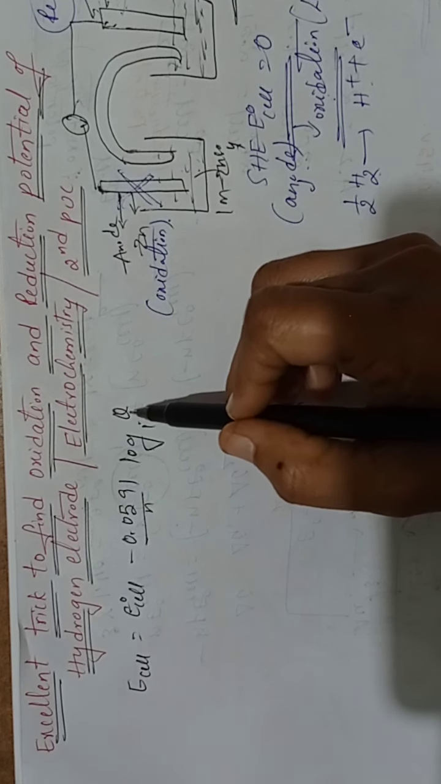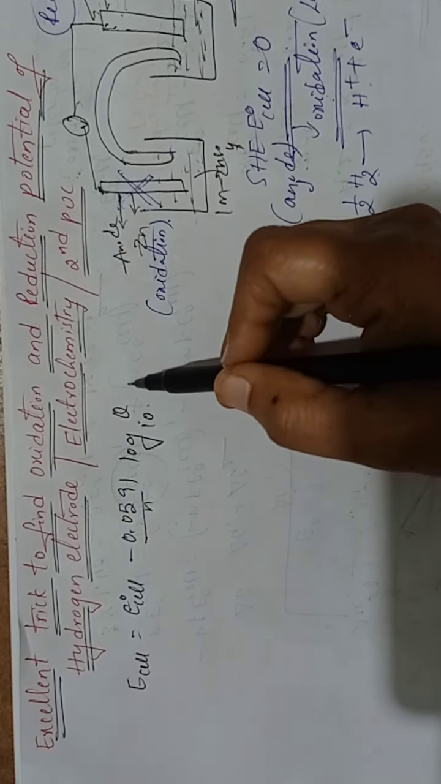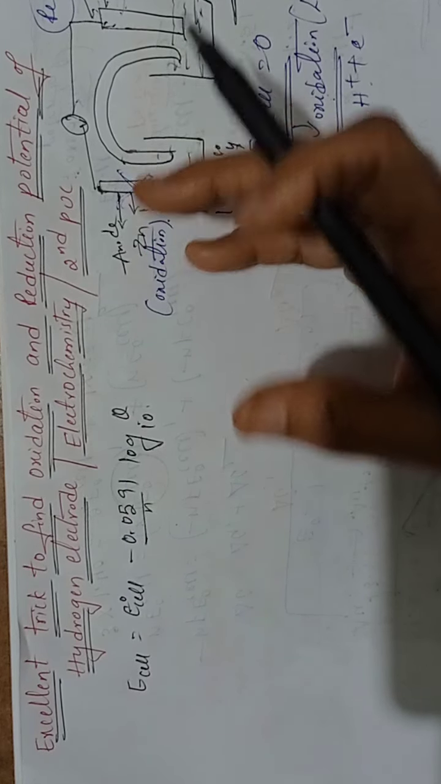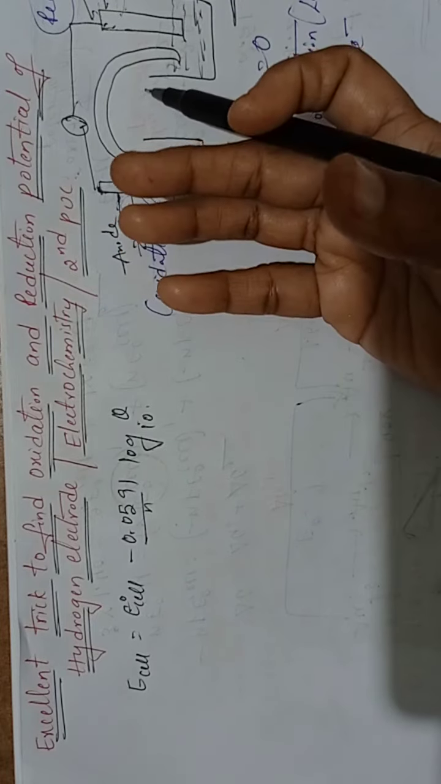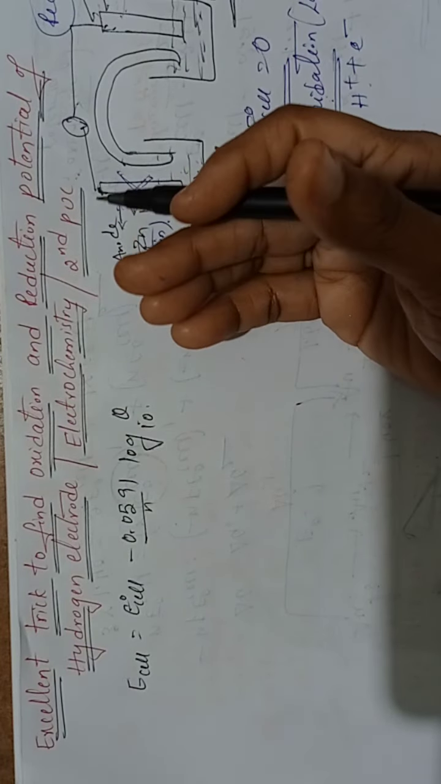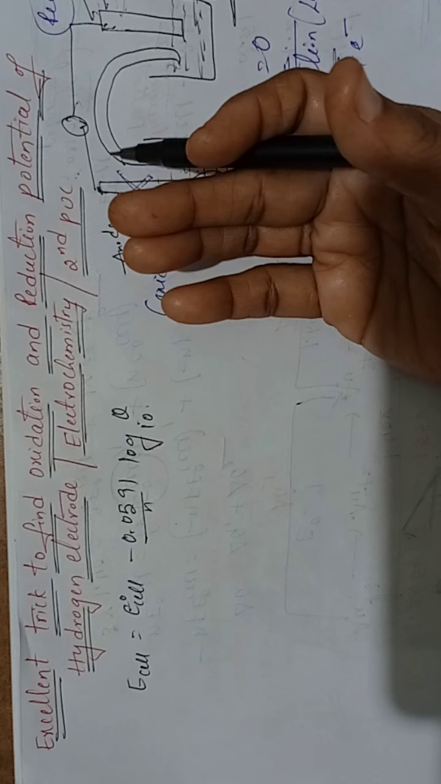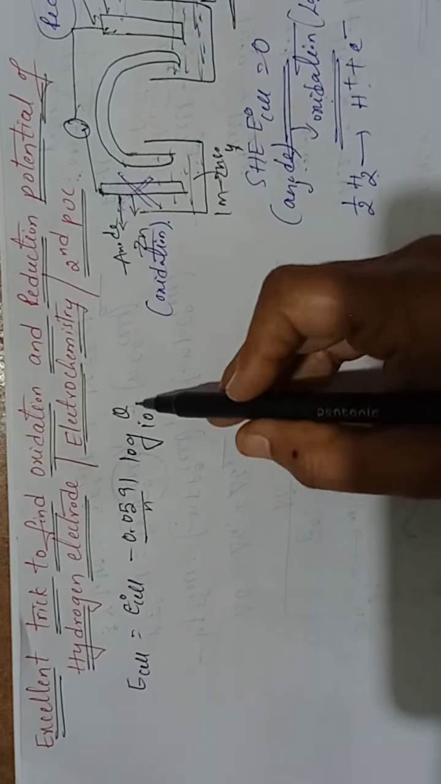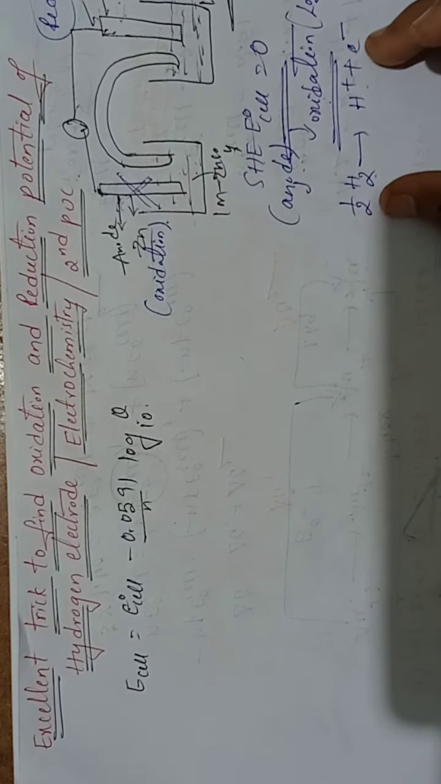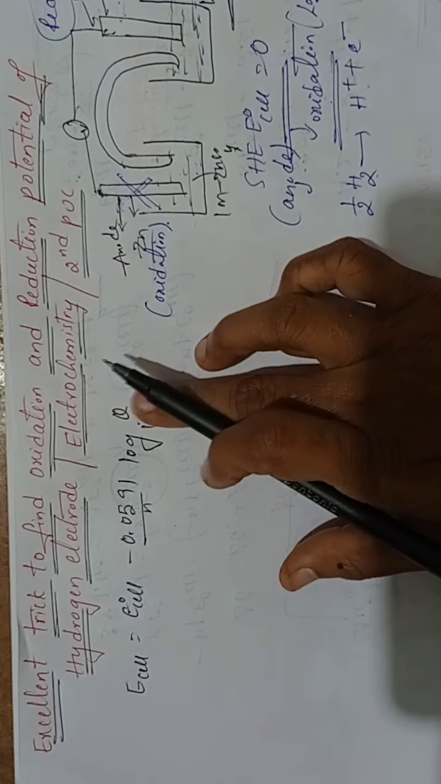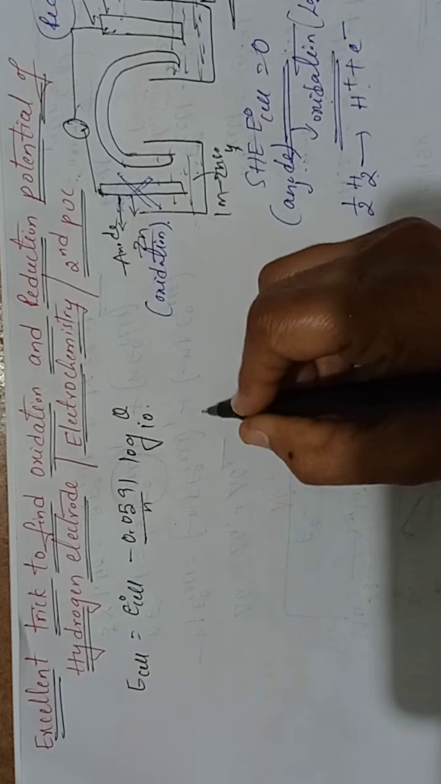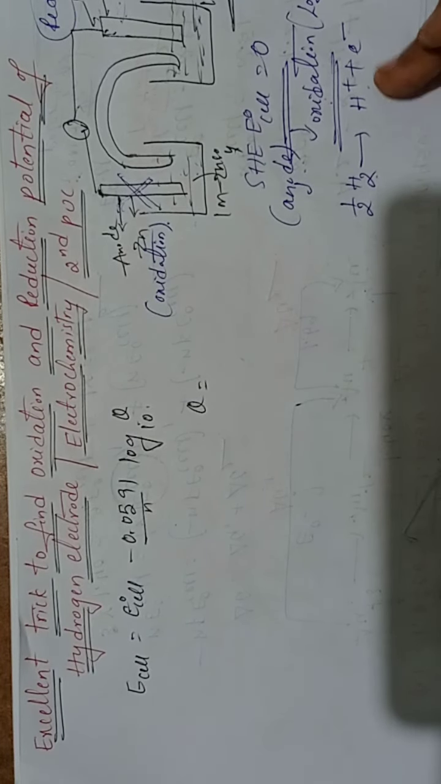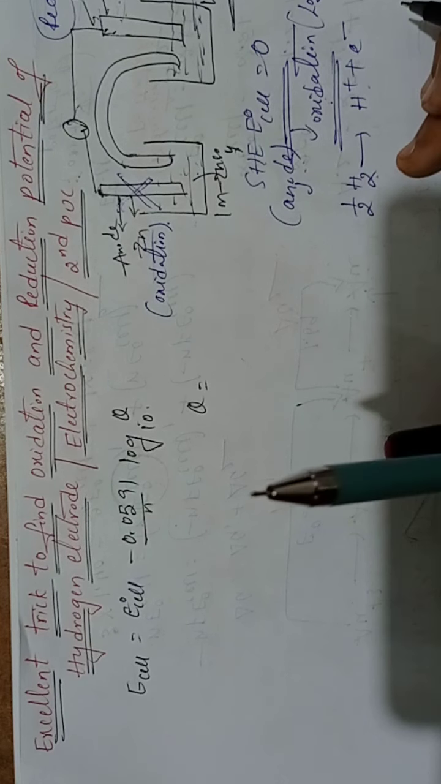Now see students, here Q is the product of the concentrations of the products by the concentrations of the reactants. What is the equilibrium constant formula? The equilibrium constant is nothing but the products' concentration by the reactants' concentration. Like that you have to take. Now from this oxidation reaction I am going to calculate the Q value. So what is Q? The product of the concentrations of the products by the product of the concentrations of the reactants.